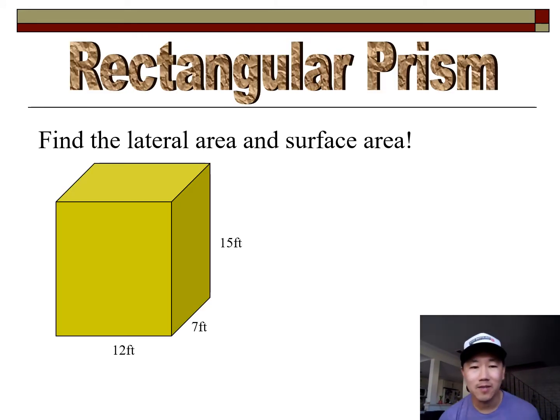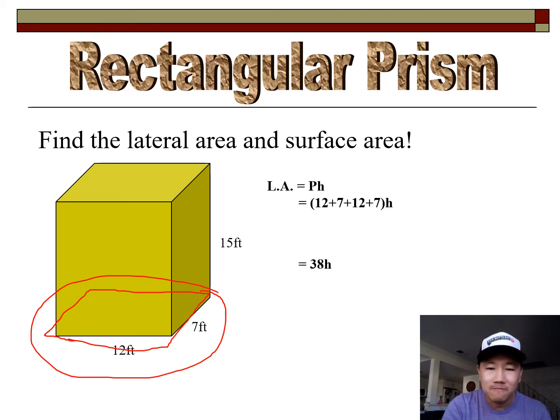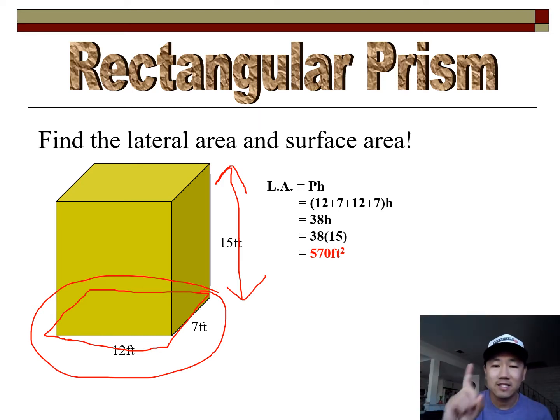Okay, so let's do some examples. Let's look at this rectangular prism. Let's find the lateral area and the surface area. Lateral area, perimeter of the base times the height. Well, let's treat this as the base right here. The perimeter of the base is when you add all the way around the base, which is 12 plus 7 plus 12 plus 7, 38. And then the height, the distance from one base to the other base, 15 feet. And there it is. That is the lateral area, the area around it.